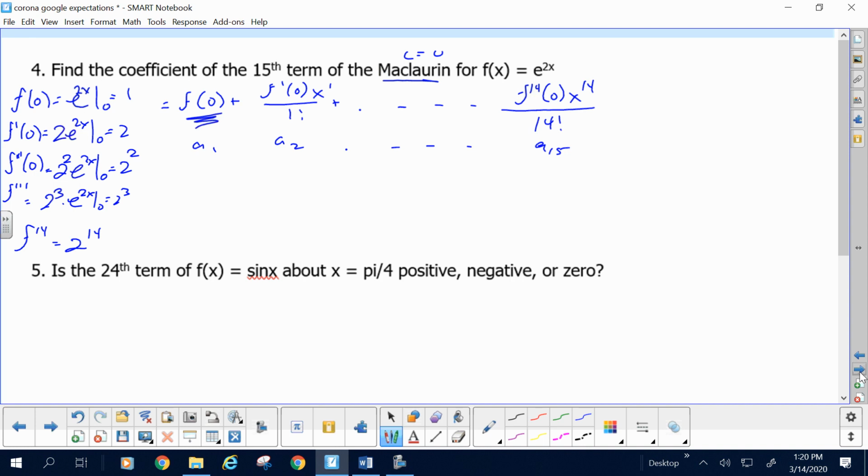So if they ask what's the coefficient, be careful. The coefficient, remember, has two components. The coefficient is the derivative, 2 to the 14th, and the factorial. So the coefficient would be 2 to the 14th over 14 factorial.